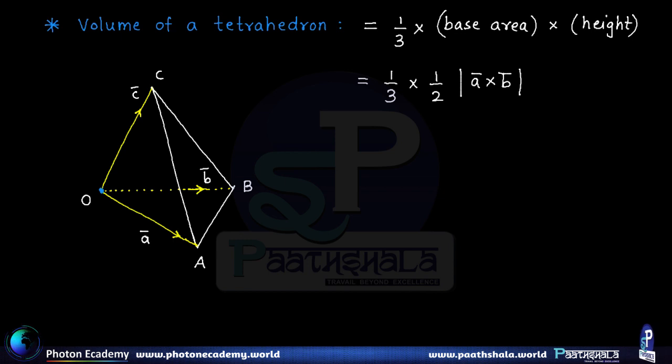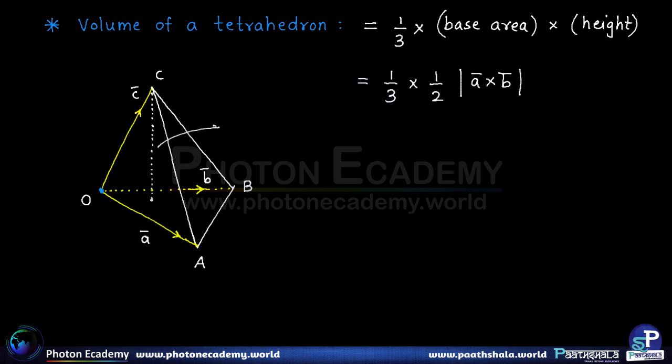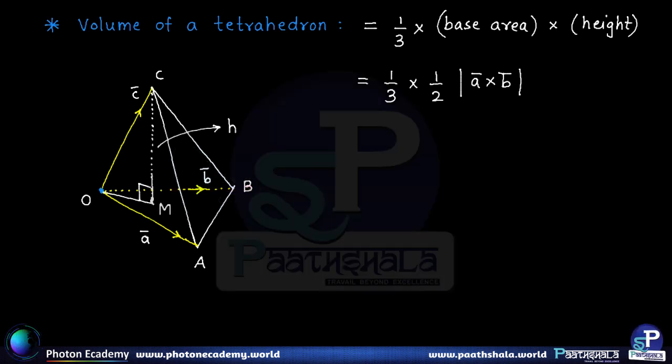And now in case of height, we follow the same technique, that is, let us drop a perpendicular from the upper vertex on the lower plane. That becomes our height h. So if we join that particular foot of the perpendicular with O, we will get a right angle. Okay, so that becomes a right angle triangle. Let us call the foot M. So triangle OCM is a right angle triangle at M.